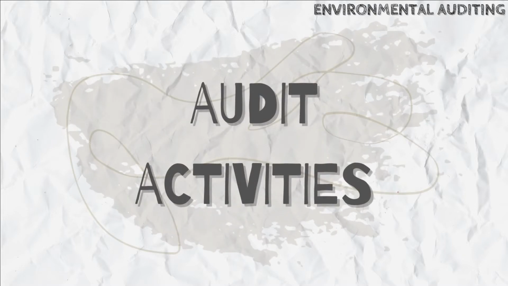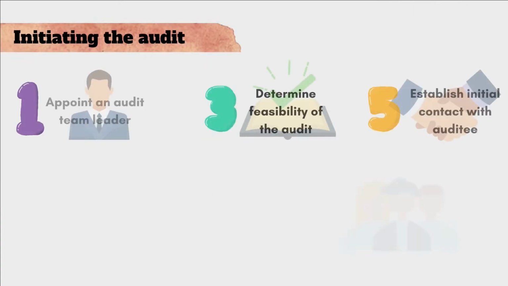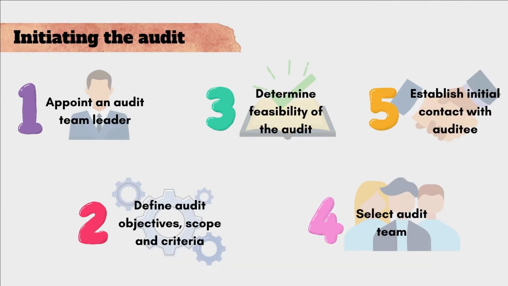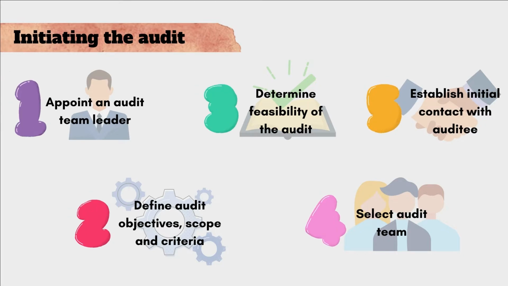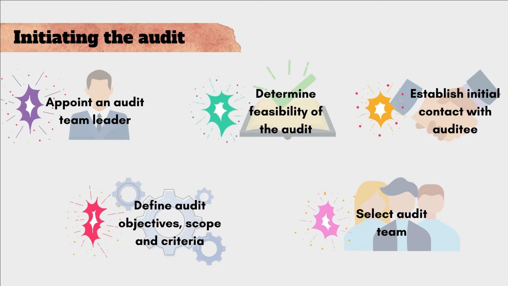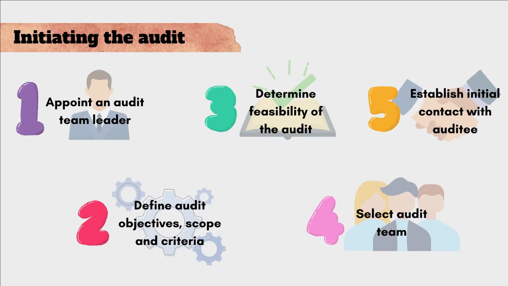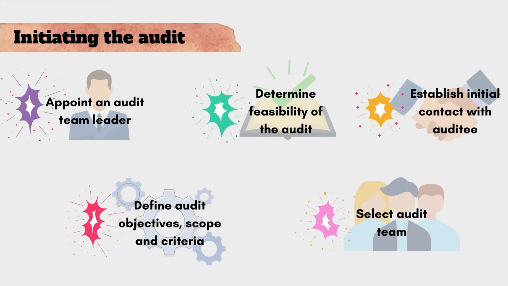Let's move on to learning the audit activities. There are 7 audit activities, and they are categorized into planning phase, initiation phase, checking phase, and the phase to act. The first thing to do before we initiate the audit is to appoint an audit team leader. You surely need someone to be responsible in monitoring the audit process. The second step is to define the audit objectives, scope, and criteria. It is important to get a strong base in understanding the criteria of the audit we're about to do.